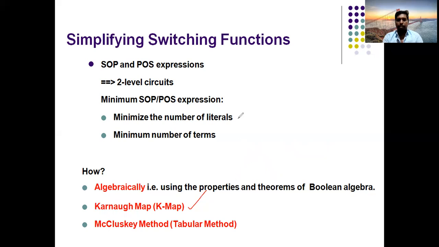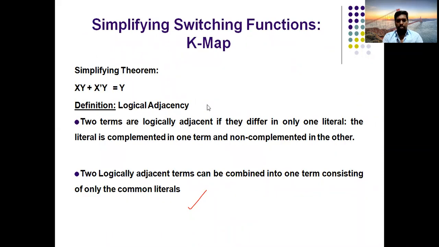Okay. See here. In general, the K-map, this Karnaugh mapping, depends purely on the concept of logical adjacency. It's very important. In K-map, we work on the principle called logical adjacency. So what is adjacency? They should lie side by side. Adjacency means side by side.